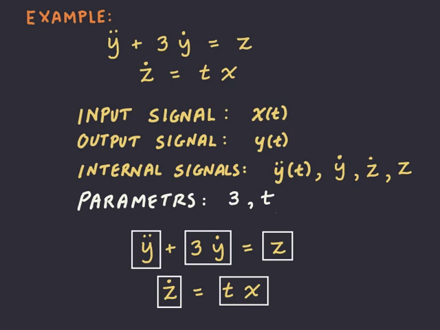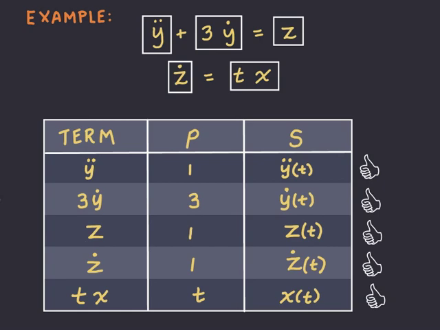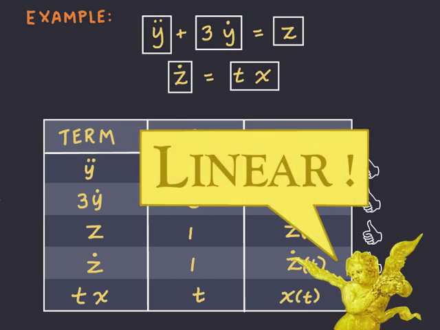So now we'll find our terms. In the first equation we have y double dot, 3y dot, and z. And in the second equation we have z dot and t times x. So now we'll check each of our terms to see if they can be written as p times s. And in fact, every one of these terms can be written as p times s, as shown below. Therefore we know that this set of equations is linear.